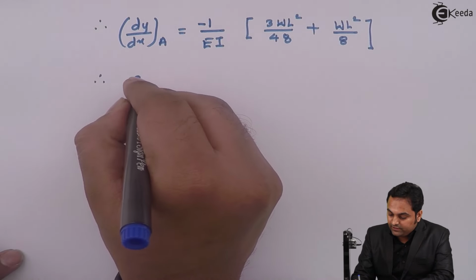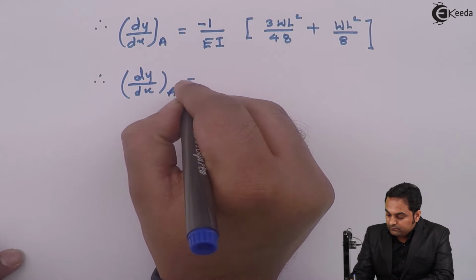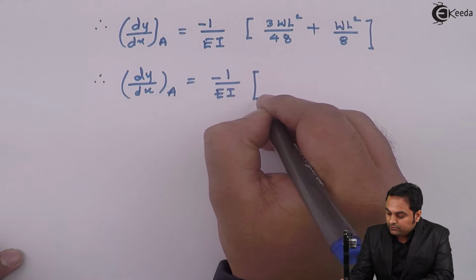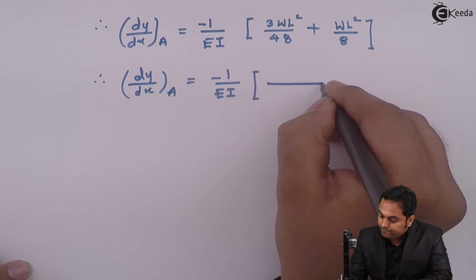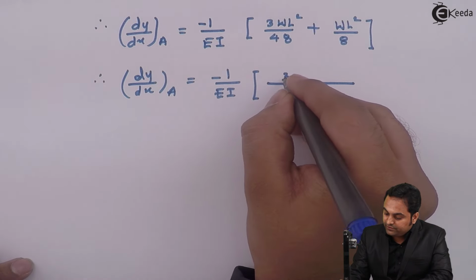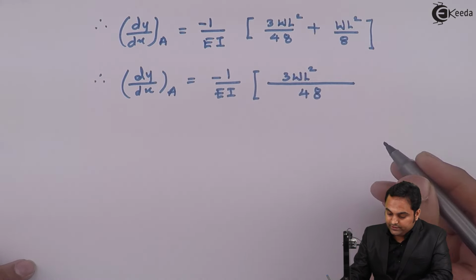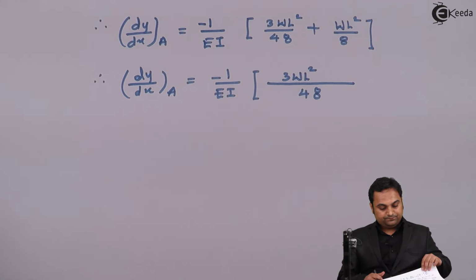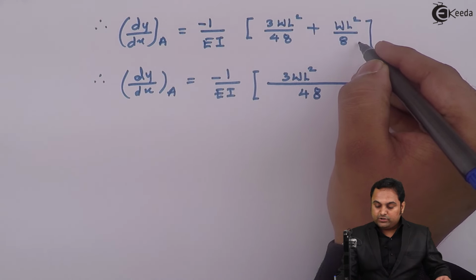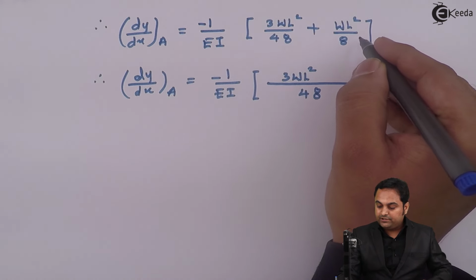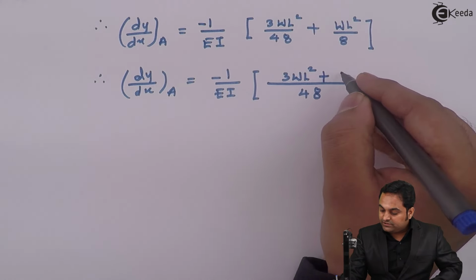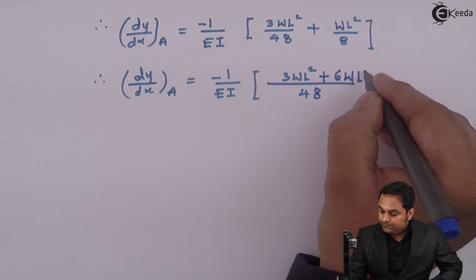So on simplifying again, we have minus 1 upon EI. Now here I'll take 48 as the denominator, we have 3WL square. Next, after this we have to make this also 48, so multiplying by 6 in the denominator. Similarly 6 will be multiplied in the numerator, so we have plus 6WL square.